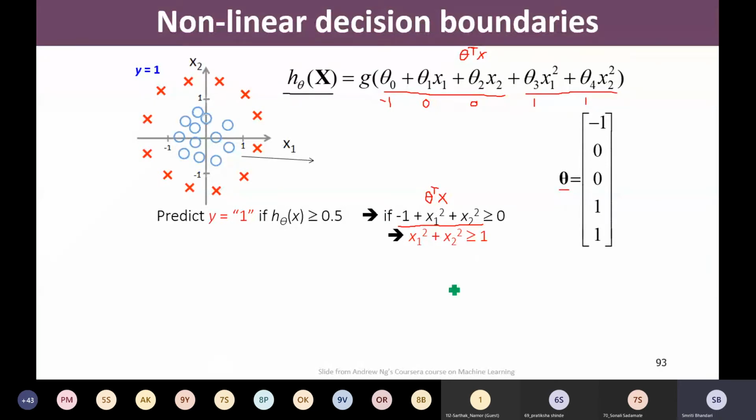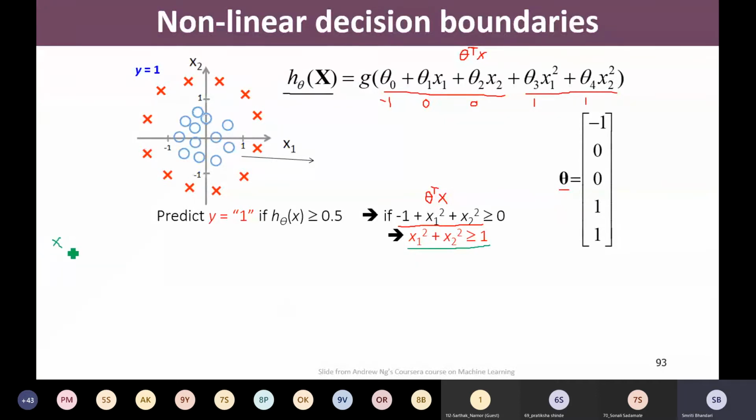Now, if we consider only the equality in this expression, this will give me x1 square plus x2 square equal to 1. And we know that this expression denotes a circle with radius 1. Am I correct?